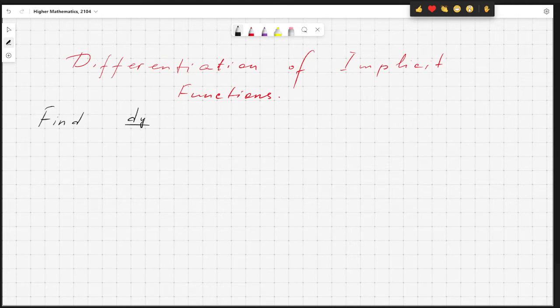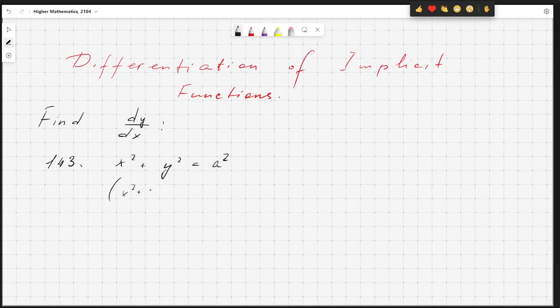dy over dx. The first example, 143. X squared plus y squared equals a squared. We think that x is a variable and y is a function of x. Differentiate both parts of this equation.